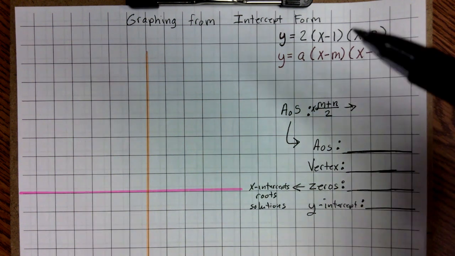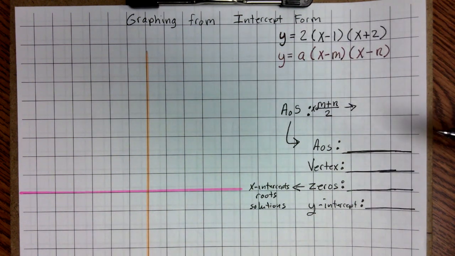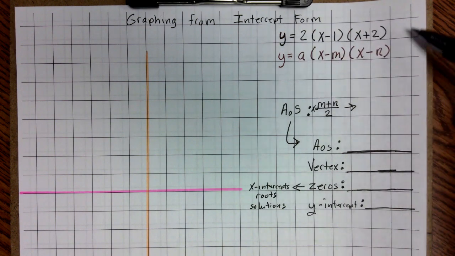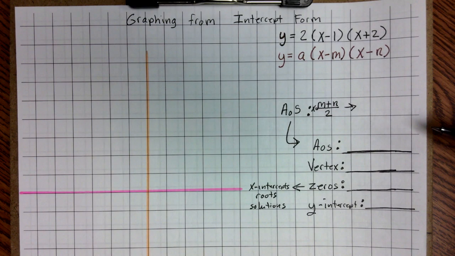In this video, we're going to be looking at how to graph a quadratic from intercept form. And notice that it looks different from standard form and from vertex form. And this is probably the least usual way that you're going to be presented a problem.